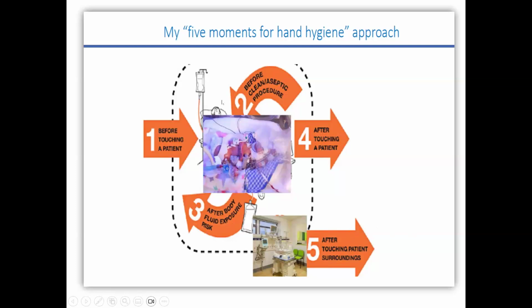So before touching a patient, before any aseptic procedure, after touching a patient, after touching surroundings, these are very, very important, because before a procedure and after any exposure, we automatically wash our hands. If you got urine stain, blood stain, so automatically you will wash your hands. But these moments, which are actually subtle, like after touching a patient, after touching a clean patient surrounding, apparently clean, you should be washing your hands.